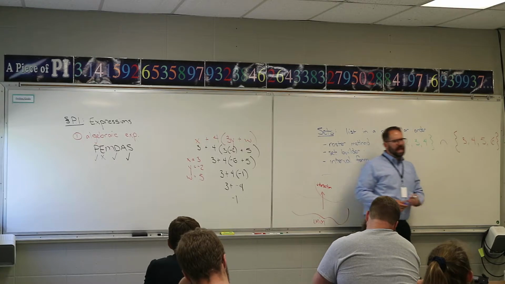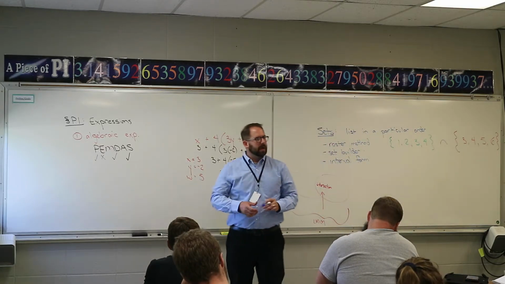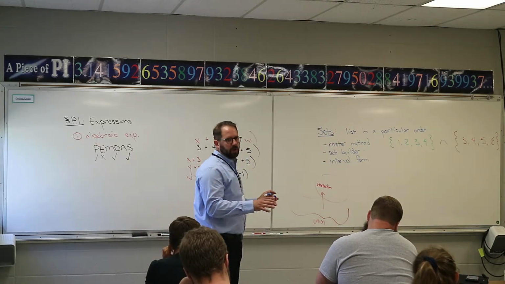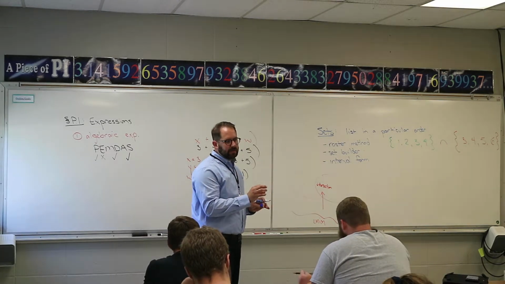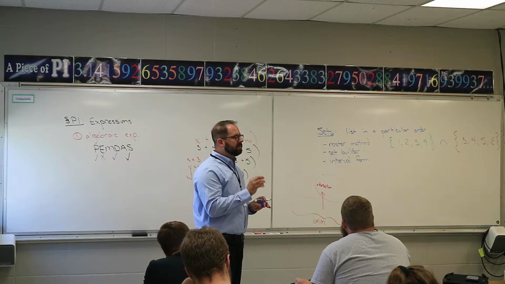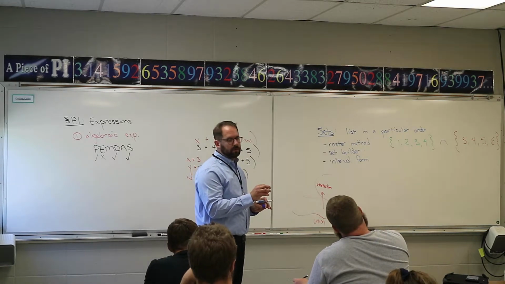Okay, does everyone see that little ∩ in the middle of them? Okay, I have two different sets, you agree? They're both in the roster method. Does everyone see the little ∩ in between the two sets? That ∩ stands for intersection.